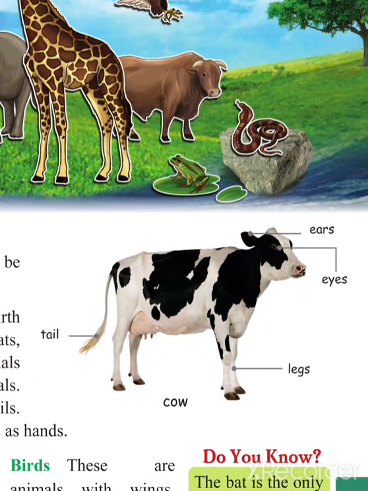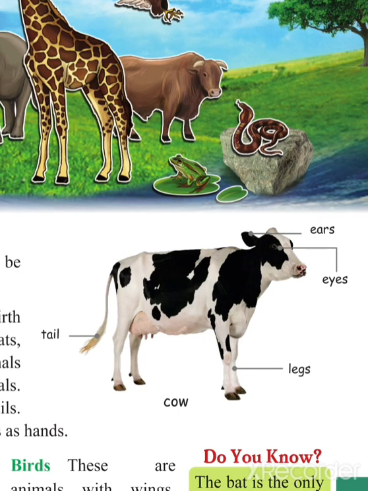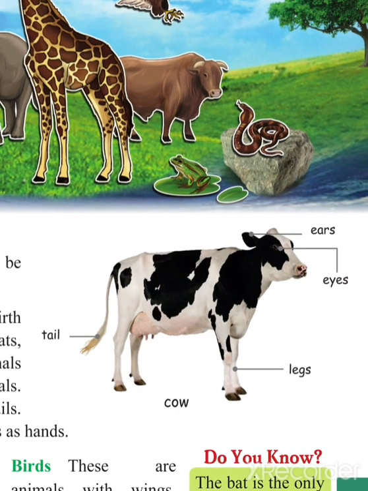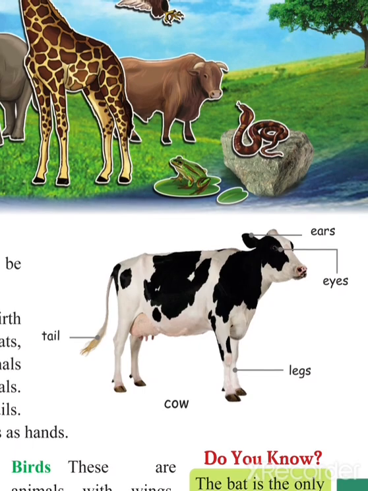Now, how can the mammal be seen? You can see the ears. One example is given for you, that is of cow. You can see tail, legs, eyes, ears.